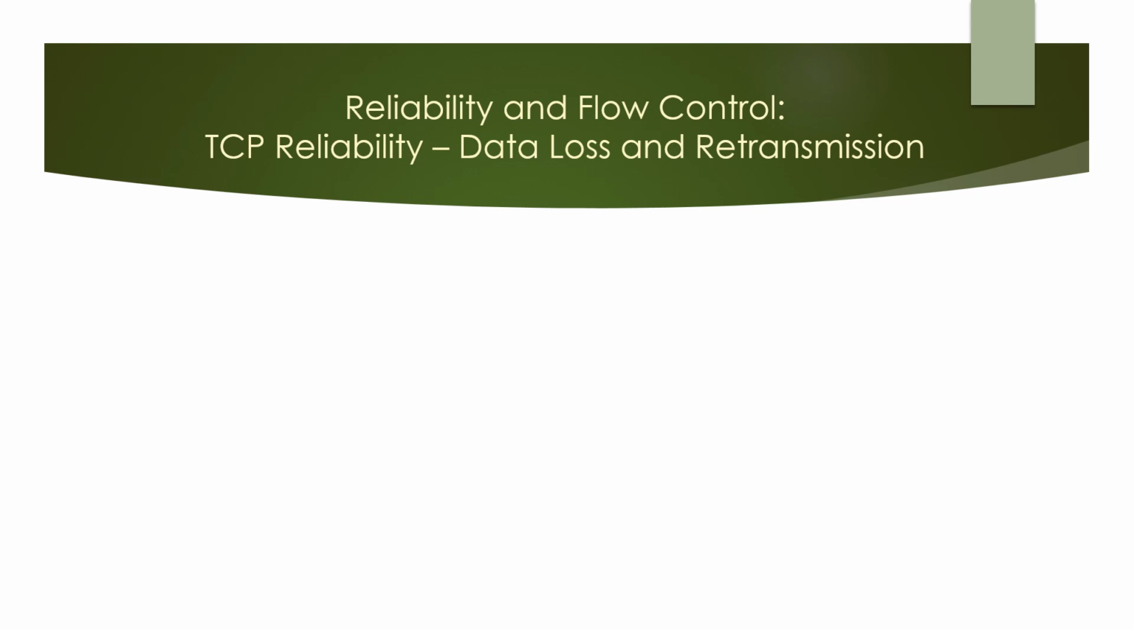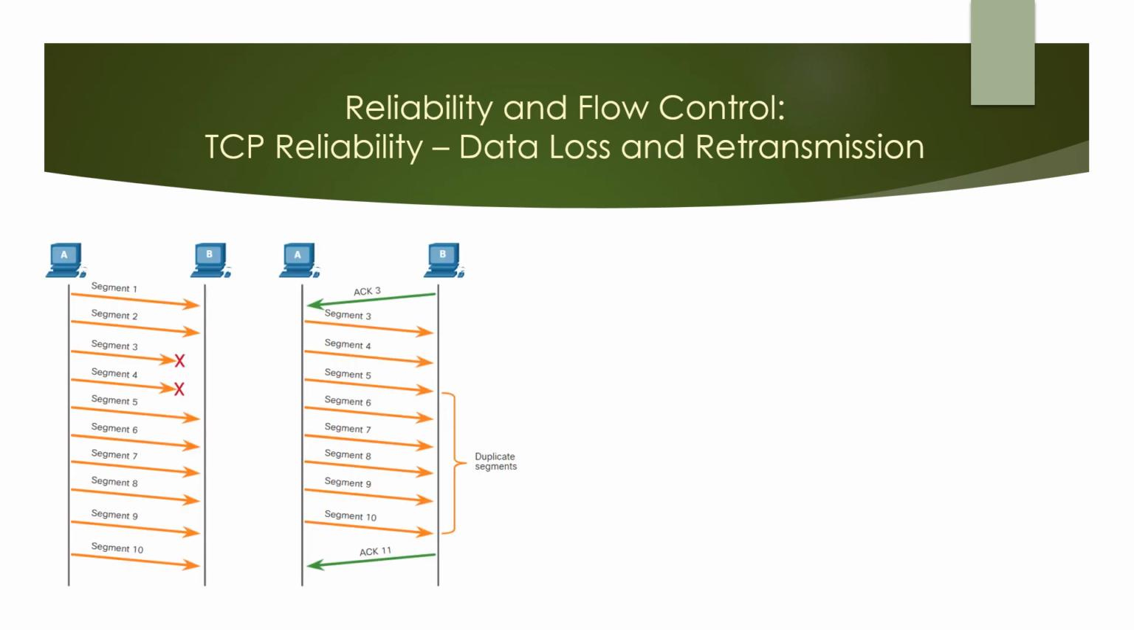We said that TCP could only acknowledge the next byte accepted. For example, here in the figure, we are using segment numbers for simplicity. Host A is sending segments 1 through 10 to host B. If all the segments arrive except segments 3 and 4, host B would reply with an acknowledgement specifying that the next segment expected is segment 3.